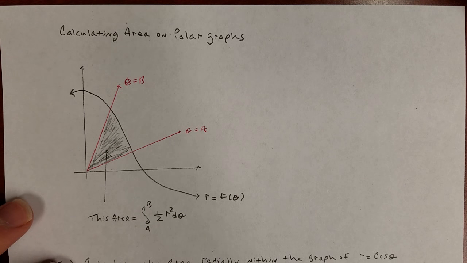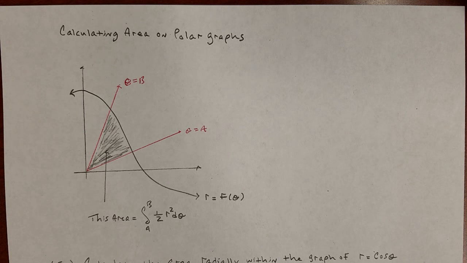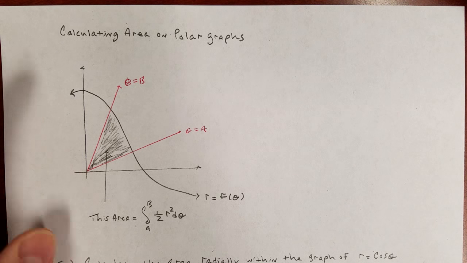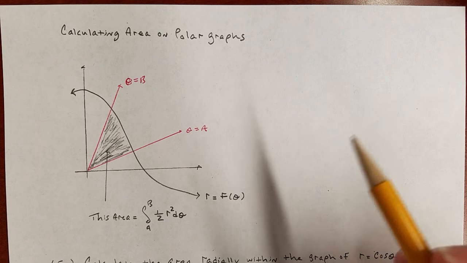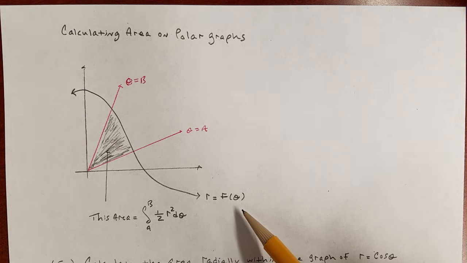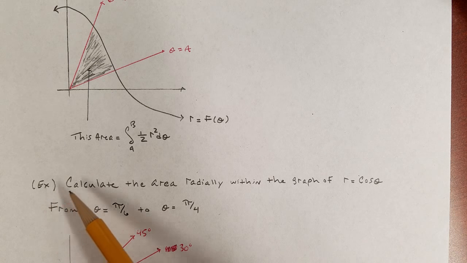Okay, so this will be our video that is a continuation of lesson 19, which is how to calculate the area on a polar graph. And what I have here is the generic scenario that we have a polar curve or a graph or whatever you want to call it. R will be a function of theta, kind of like this problem that I'll do here in a minute.